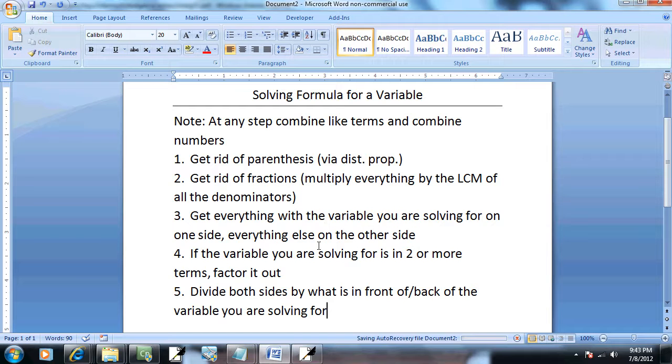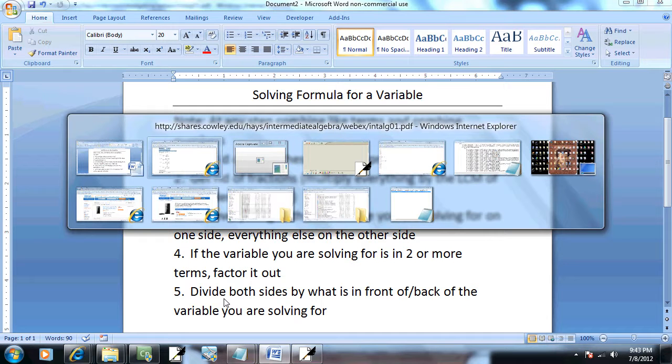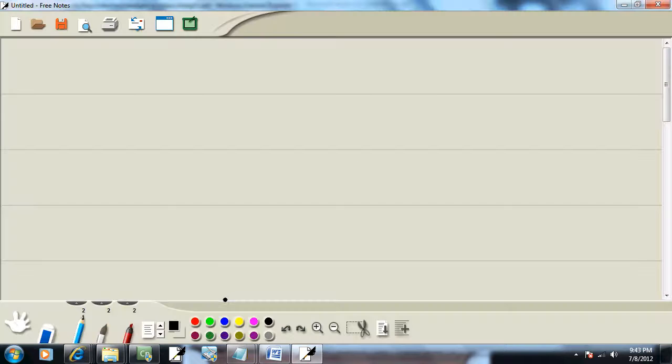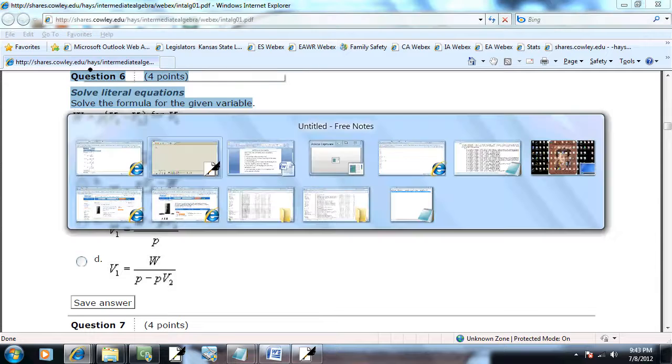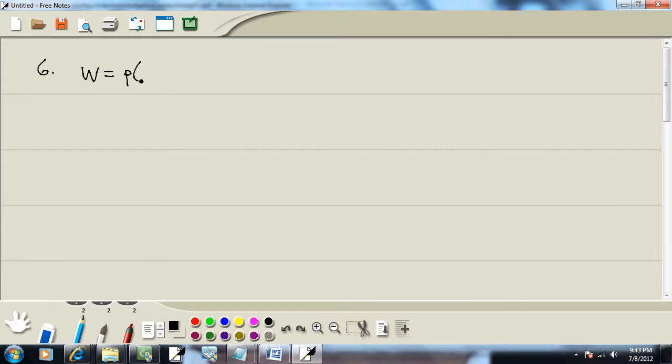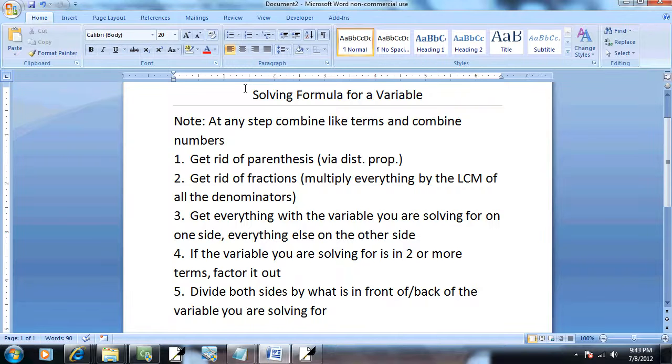Now these 5 steps will solve any formula if you follow them. So if you're ever wondering, well, how do I solve this particular formula, just follow those 5 steps. Okay, so let's see. We got W is equal to P times (V sub 2 minus V sub 1). And we're solving this for V sub 1. Okay, so let's go through our 5 steps.